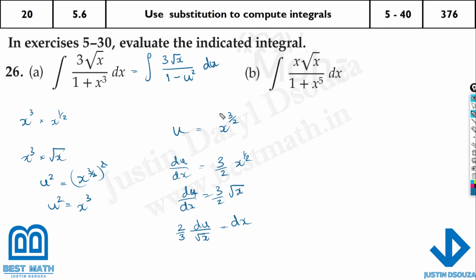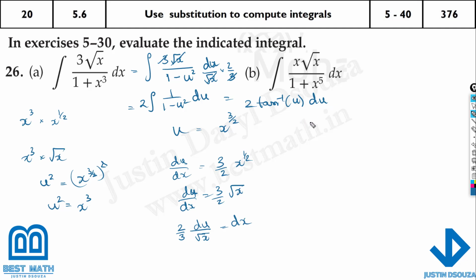It's du and all these terms, du by square root x multiplied by 2 by 3. So what can be cancelled? 3 can be cancelled with this, square root can be cancelled, 2 can be written outside, integral 1 by 1 minus u squared du. See, now this is tan inverse. So I can easily write this as 2 tan inverse of u du.